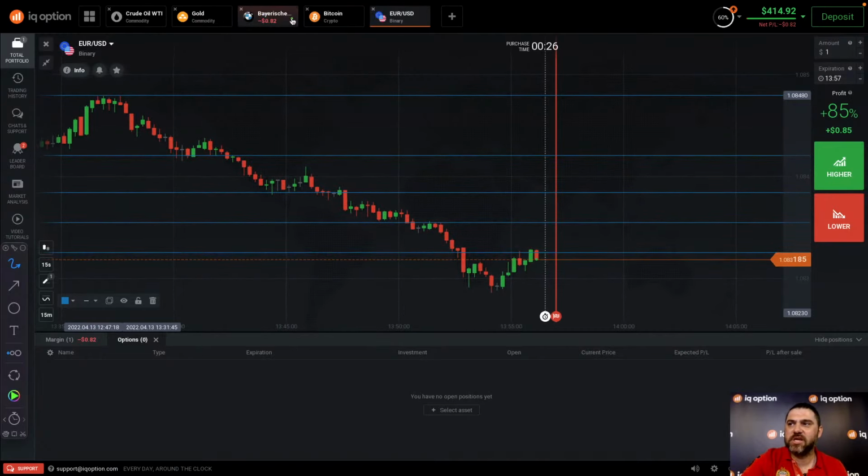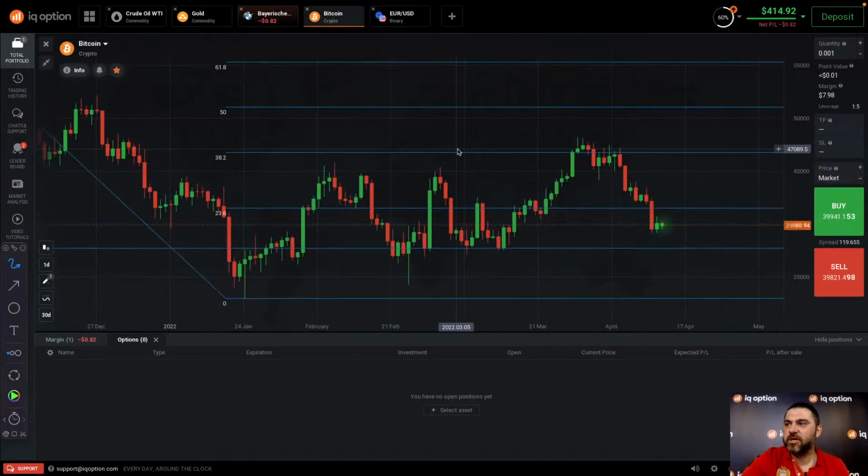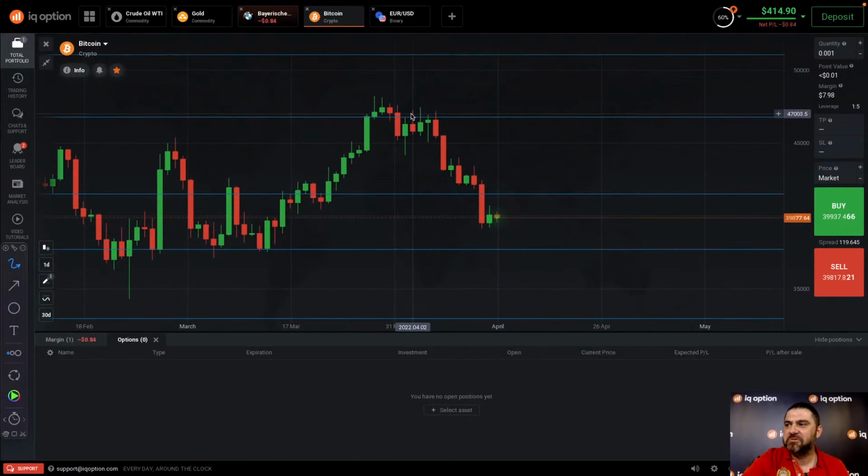If you're going to be looking, for example, at Bitcoin, as a long example here, you could see that if you're waiting now for this movement to happen here, you wanted to see it touch one of the lines before you make your decision.